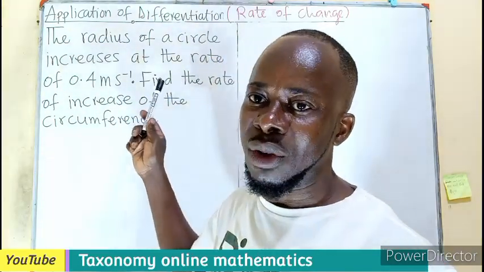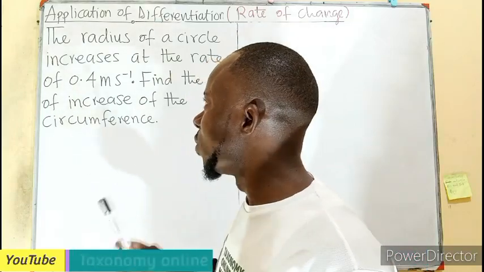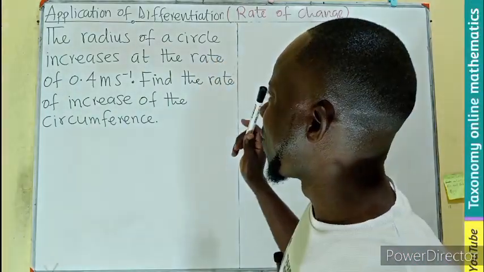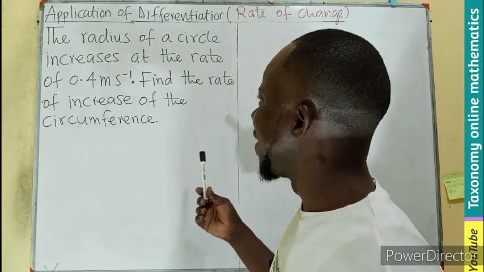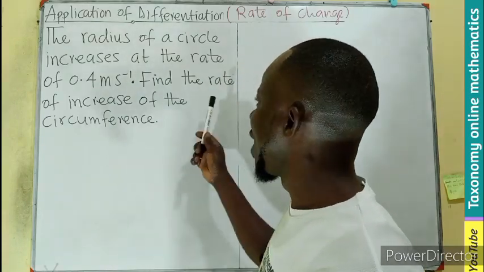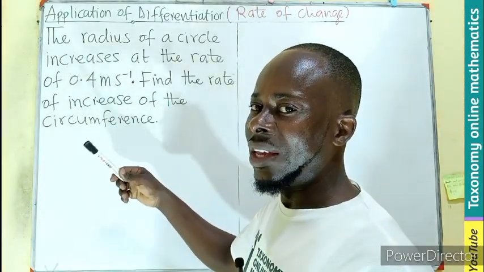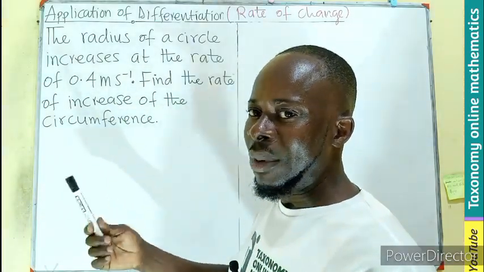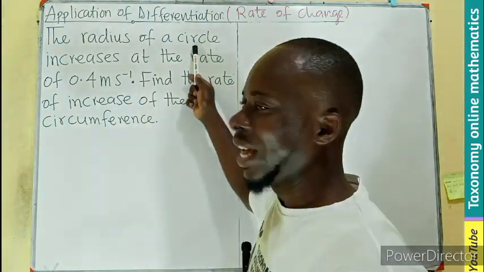That is the application of what? Differentiation. We are on calculus 3. So in this episode we are picking: the radius of a circle increases at the rate of 0.4 meter per second. We have to find the rate of increase of the circumference. So first we have to identify the quantity we are looking for, the circumference of a circle.